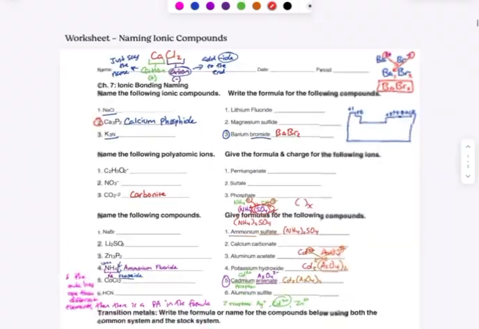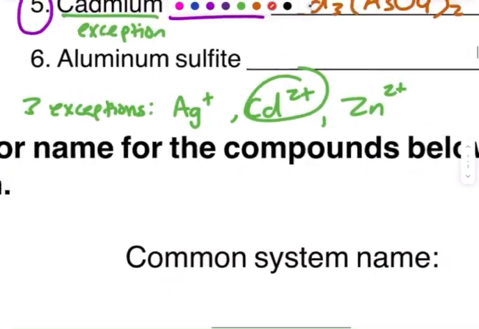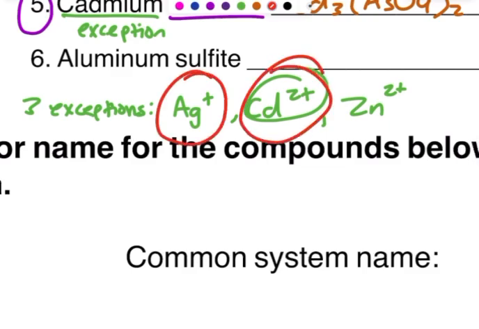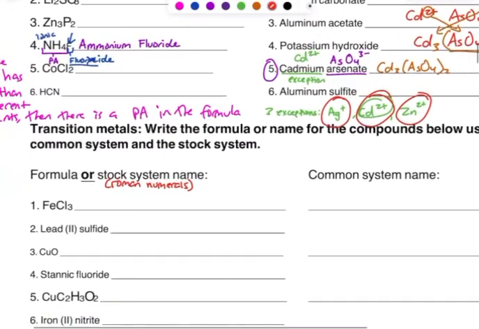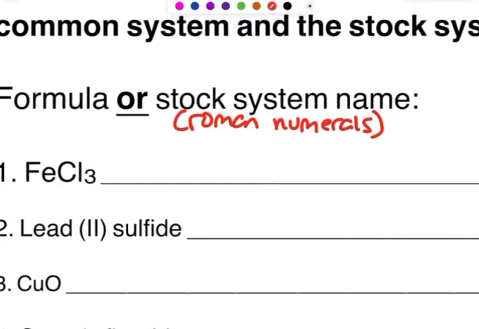Again, there are 3 elements that don't use Roman numerals that are transition metals. They are, where'd they go? Did I erase them? Oh no, here they are. 3 exceptions: silver, cadmium, zinc. They don't use the stock system, even though they're transition metals, because they form only 1 ion. The stock system is used for transition metals that form more than 1 ion.